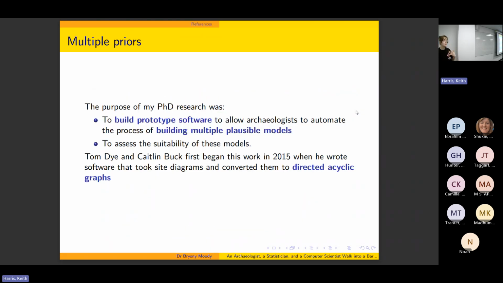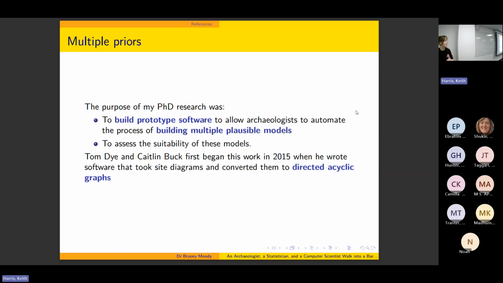So as I mentioned, I wanted to try and build some software, at least as a proof of concept, to show that we could automate part of this process. And then could we include any way of assessing the suitability of these models? So this work started way back in 2015.